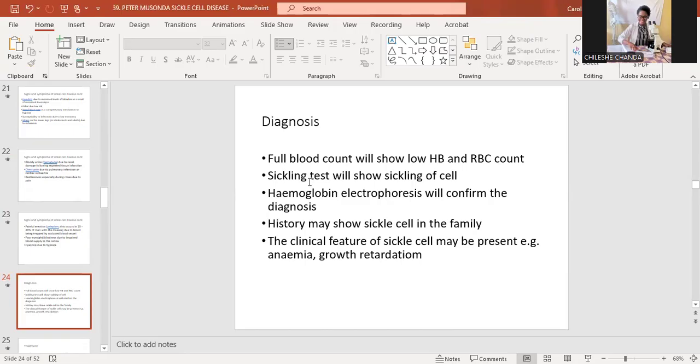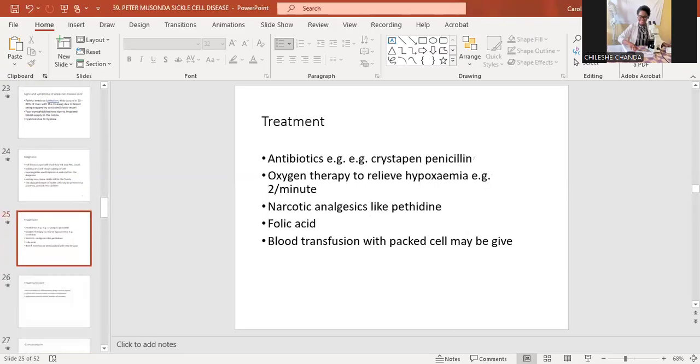History will show that the patient has sickle cell in the family, and the clinical features of sickle cell may be present. For example, anemia. A patient will have pallor. Patient will be jaundiced, and so you will notice there will be also growth retardation.